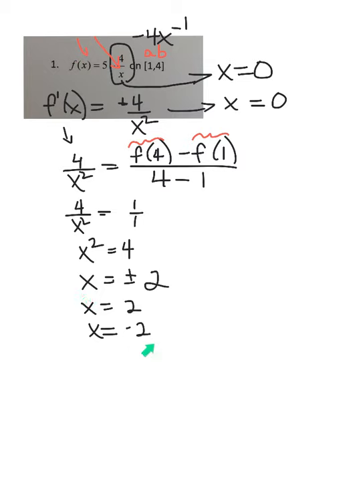When you get these values, you want to check to make sure that your answers are in this interval, okay? And since negative 2 is not in that interval, that is not an answer. So this is the value. Now, if you read the question, the directions at the top of the page, it says determine whether the mean value theorem applies. We did that. And if it applies, state why it applies and find the values of C.